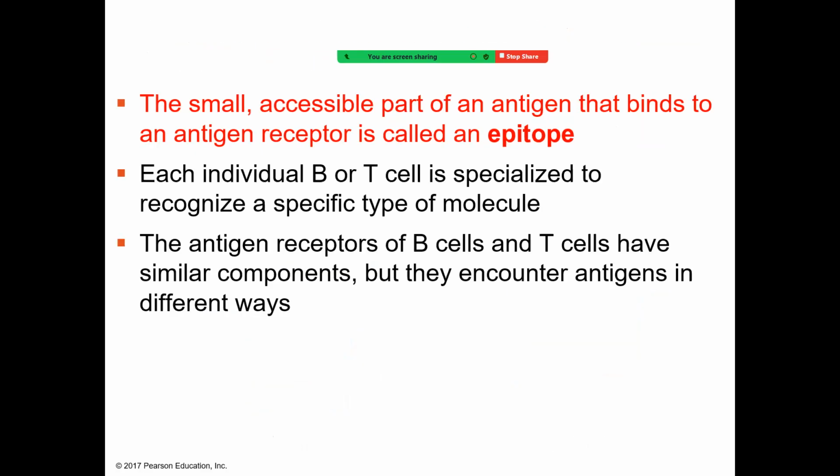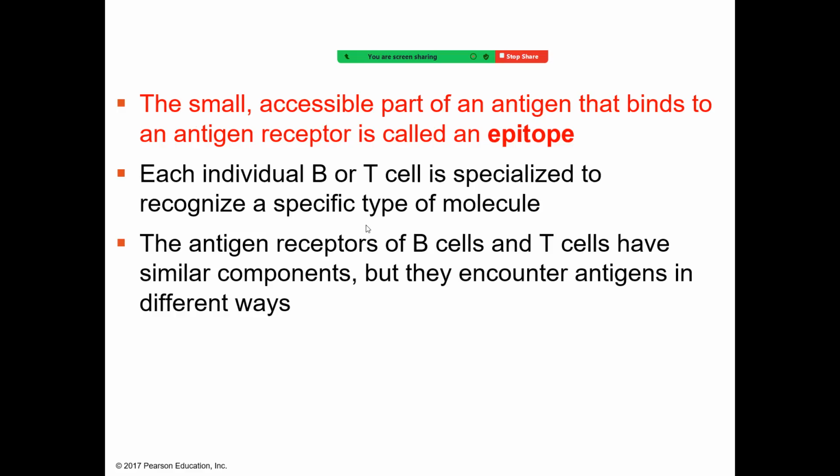So the one specific part of an antigen that is bound by that antigen receptor is called an epitope. Again, the antigen that I was talking about before, SARS-CoV-2, the spike protein. There could actually be multiple epitopes, multiple small locations on that specific spike protein that could be recognized by different antigen receptors. So an epitope is just one small section or part of an antigen that is recognized by an antigen receptor.